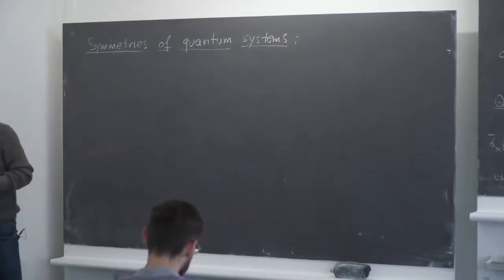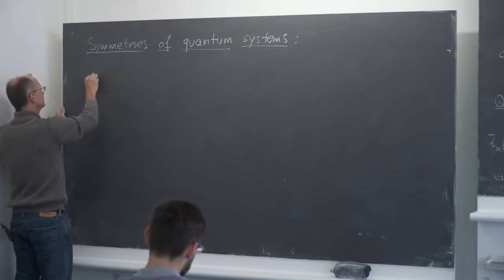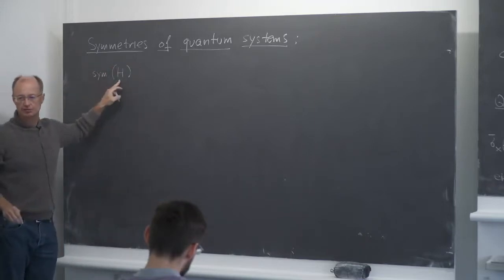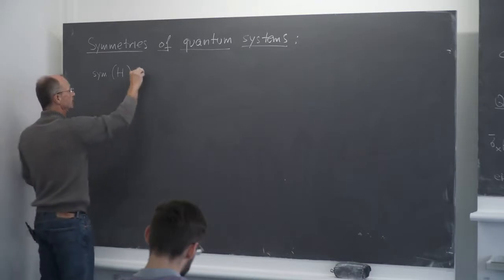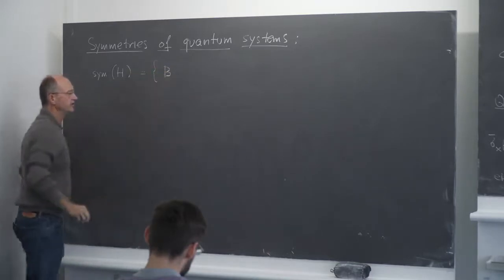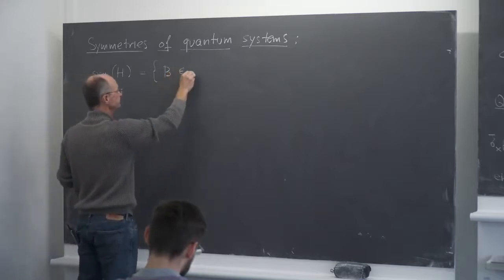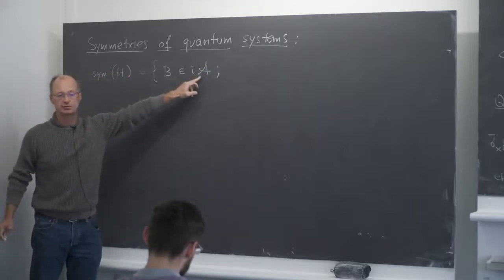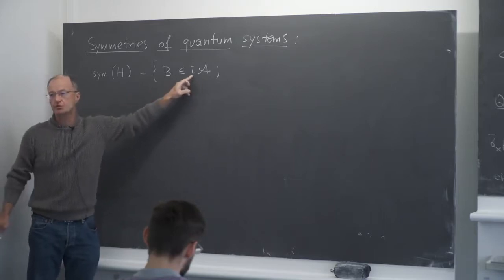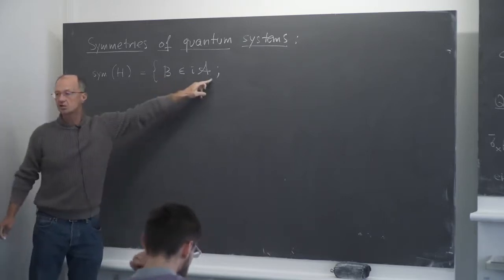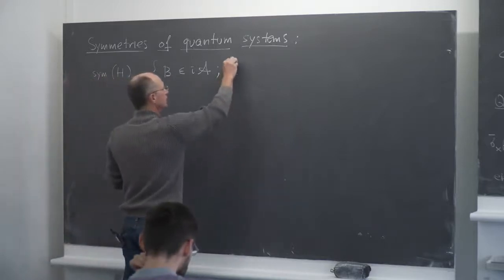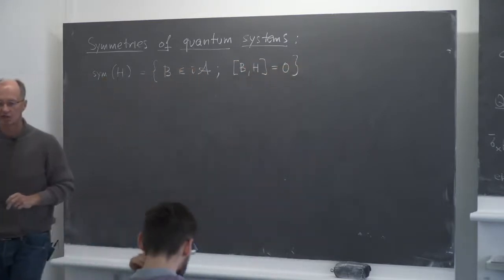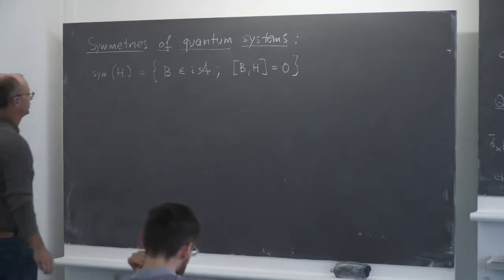So let me first introduce the so-called Lie algebra of symmetries. Let me fix a Hamiltonian H of a quantum system, and let me define the following space. Recall that last time we had introduced, in addition to observables, the imaginary unit times observables. So they form a Lie algebra. I consider the following elements of this Lie algebra, which have a vanishing commutator with the Hamiltonian.